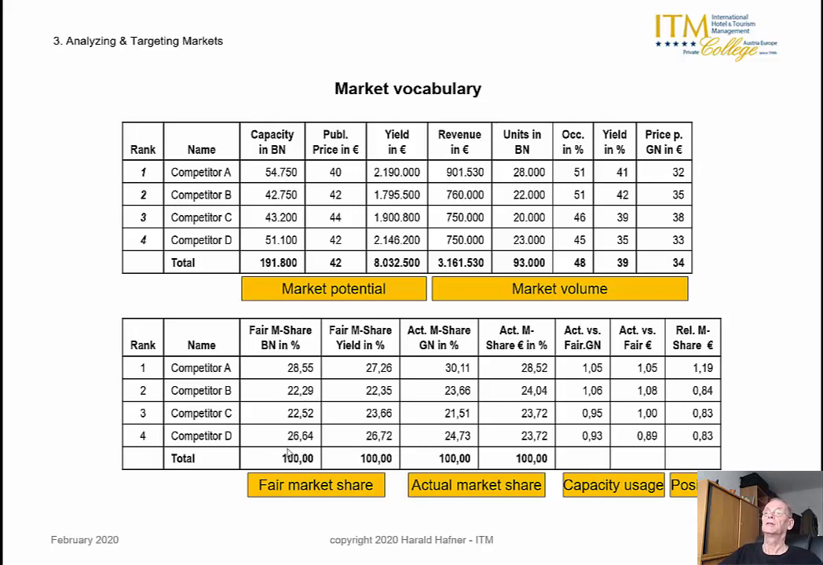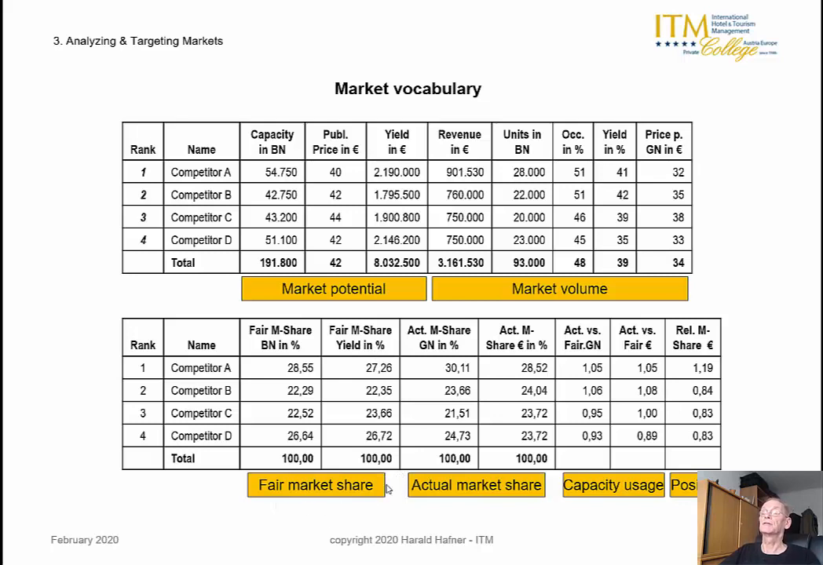percentages. As you can see, it totals to 100%, so the total capacity of the hotel in percent looks like that. We can do the same thing as far as yield is concerned. The same operation holds true. We divide the competitors' yield by the market potential, and this is how we arrive at those percentages. Again, those percentages all add up to 100%. The fair market share in bed nights and in yield or euros is outlined here.